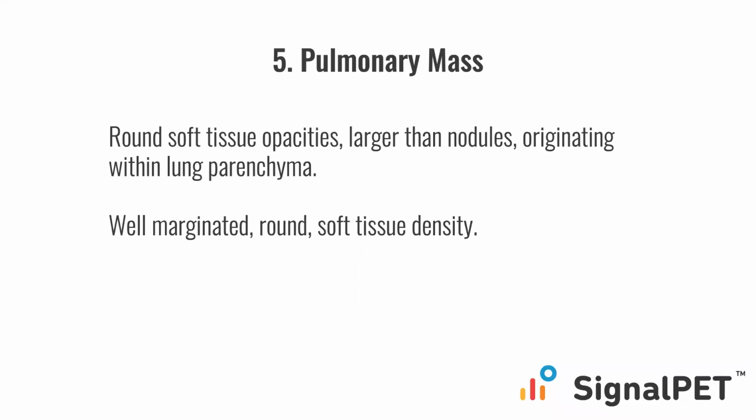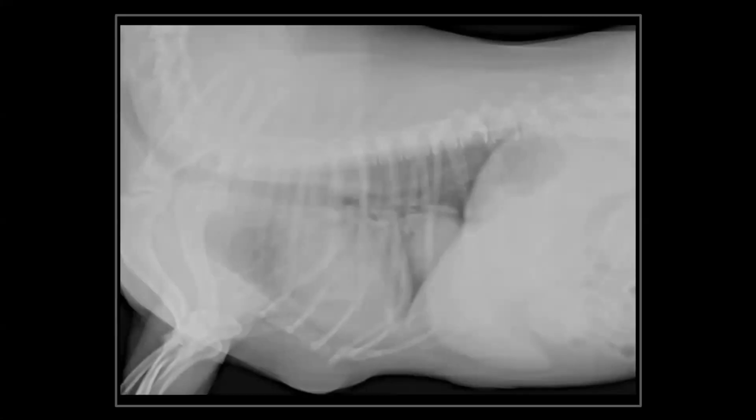The next common finding, a little bit more common than I would have expected, would be pulmonary masses. They occur more frequently than I would have thought. No doubt, round soft tissue opacities, larger than little nodules, typically on a view box, and I'm going to say this as a gross estimate, knowing that magnification varies, larger than 2 centimeters. Originating within the parenchyma, round soft tissue with typically well-marginated densities. There's a pulmonary mass in the caudal thorax, caudal to the heart, well differentiated.